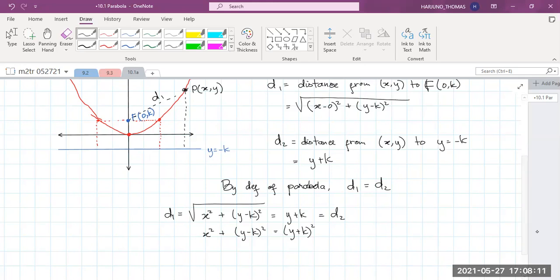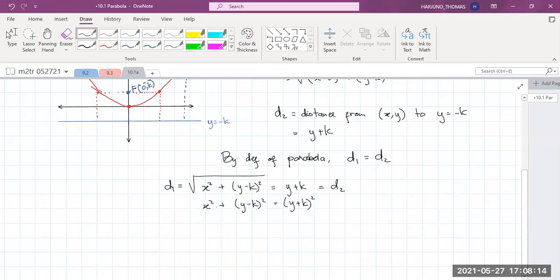Okay, now let's FOIL that. There is actually another way to do it, but I think the more obvious one is to FOIL. y squared minus 2ky plus k squared equals y squared plus 2ky plus k squared. The y squared and k squared cancel, so we have x squared equals 4ky.